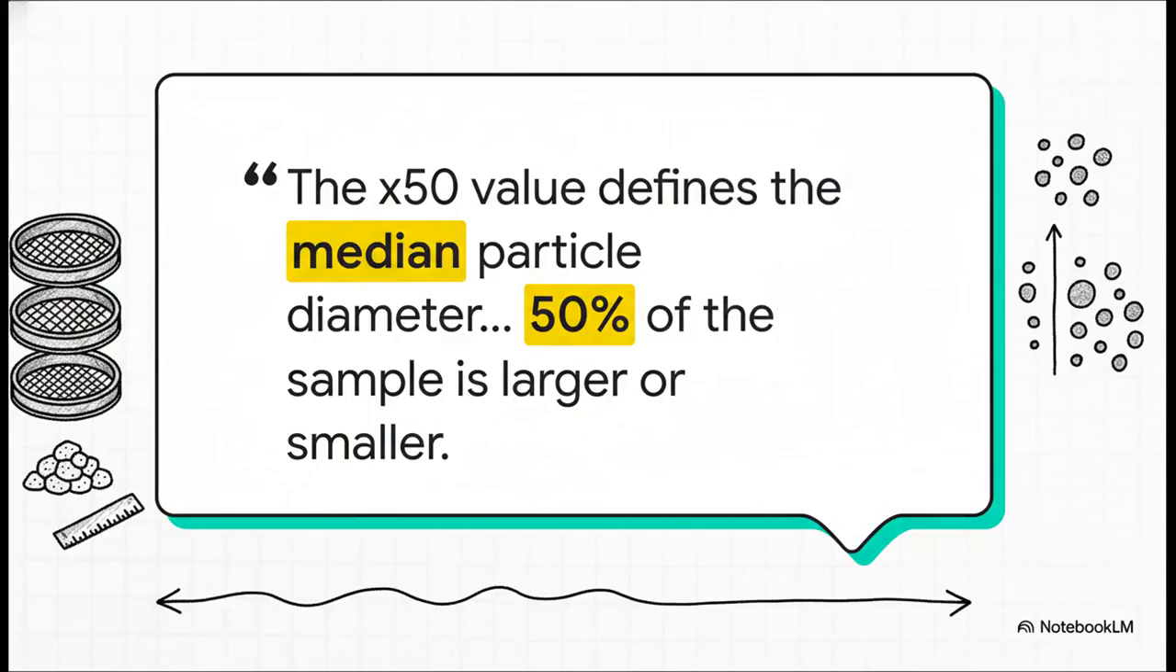It's the median. It's the perfect halfway point. It means exactly 50% of the particles in the sample are smaller than this size, and the other 50% are larger. And this is why it's so important. For a cement maker, if this number is off, the concrete could be weak. For a coffee company, it could mean the difference between a perfect brew and a bitter one. This one number is often the critical checkpoint.